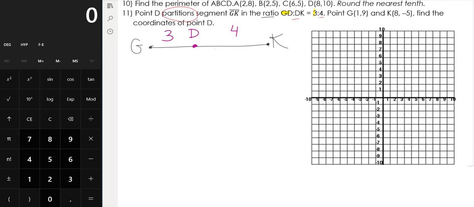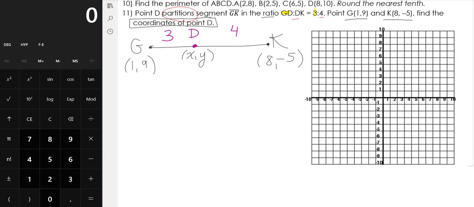And let's keep going. Point G is at (1, 9). K is at (8, -5). Find the coordinates of point D. Okay, so this is the heart of the question. They're asking you what the coordinates are. So your final answer needs to be an X and Y value. Our goal is to figure out what this X and Y value is.